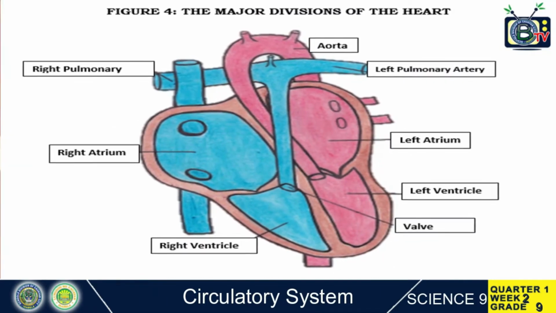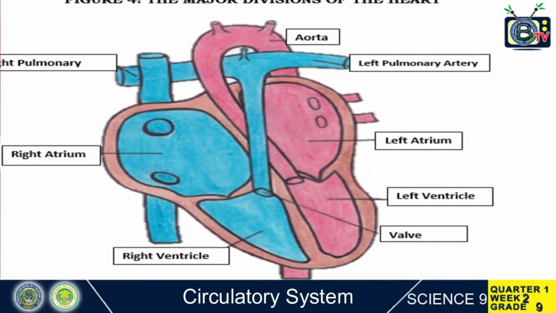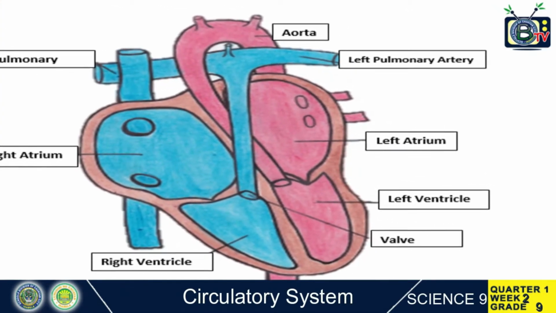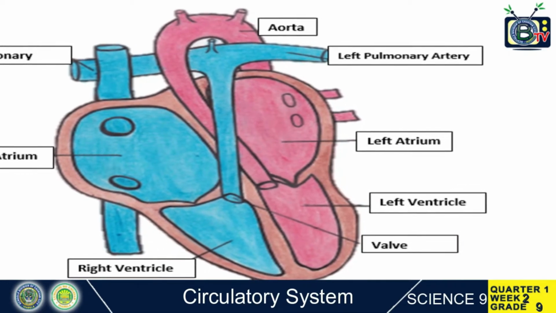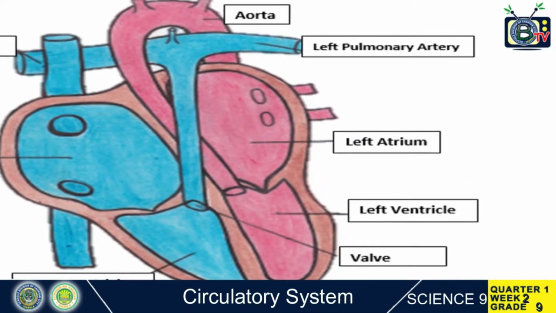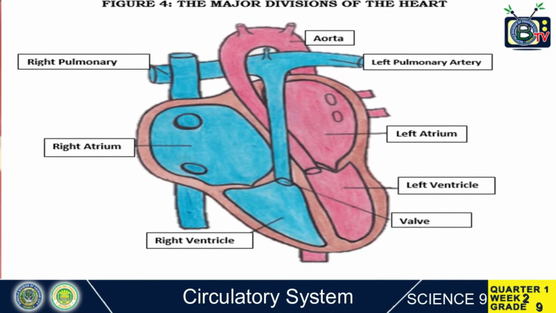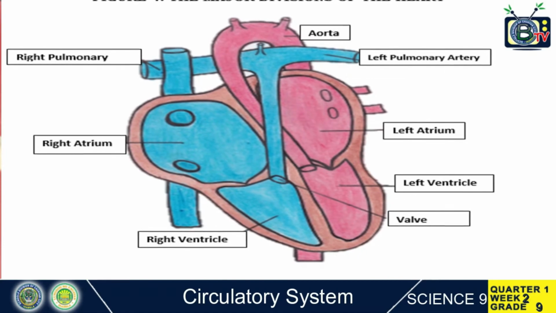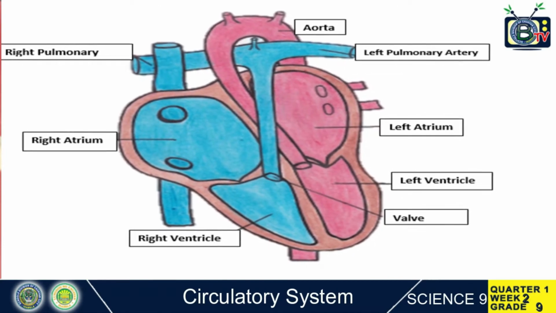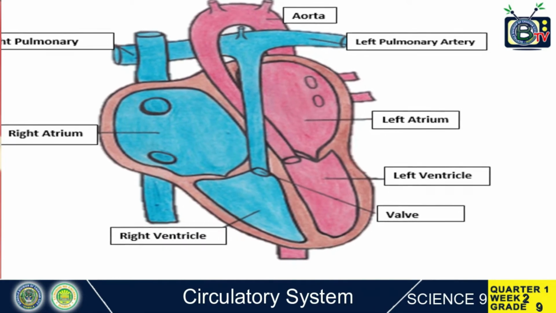The atria are the receiving chambers of the heart, accepting blood from the body to the right atrium and from the lungs, the left atrium. The ventricles are the pumping chambers, moving blood to the lungs or to the right ventricle and into the body or to the left ventricle.